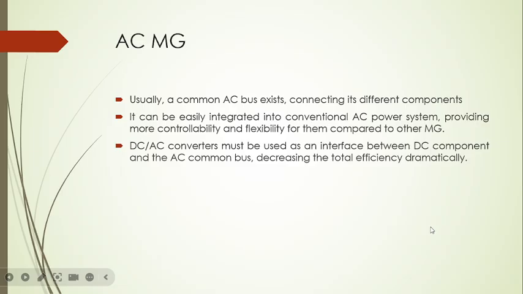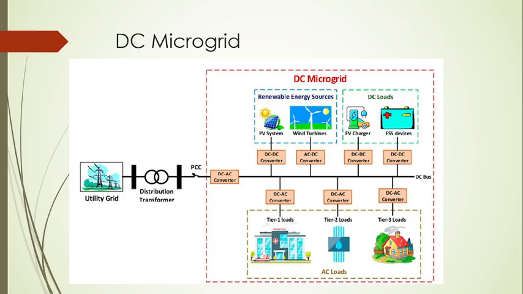So what are the main advantages of using the AC microgrid? It can be easily integrated into a conventional AC power system, providing more controllability and flexibility compared to other microgrids. As we know, the entire system is AC, so it is very easy for controllability and flexibility. However, AC to DC converters must be used as an interface between DC components and the AC common bus. This decreases the total efficiency dramatically. The next one is called a DC microgrid.